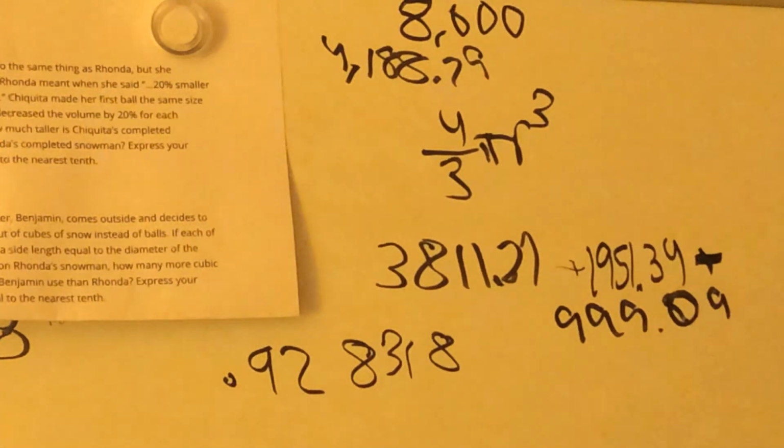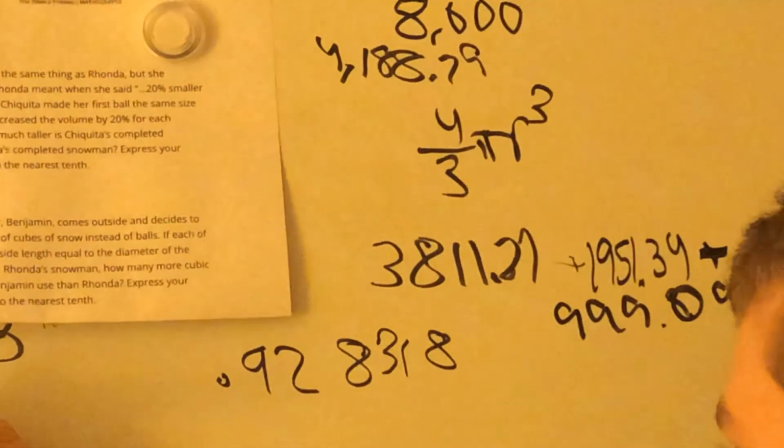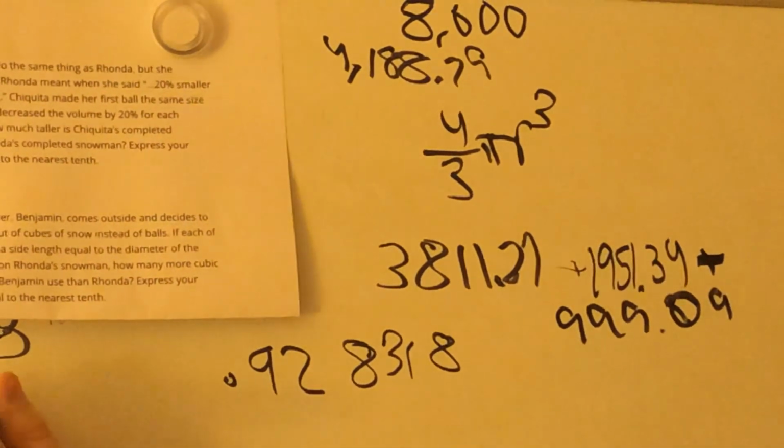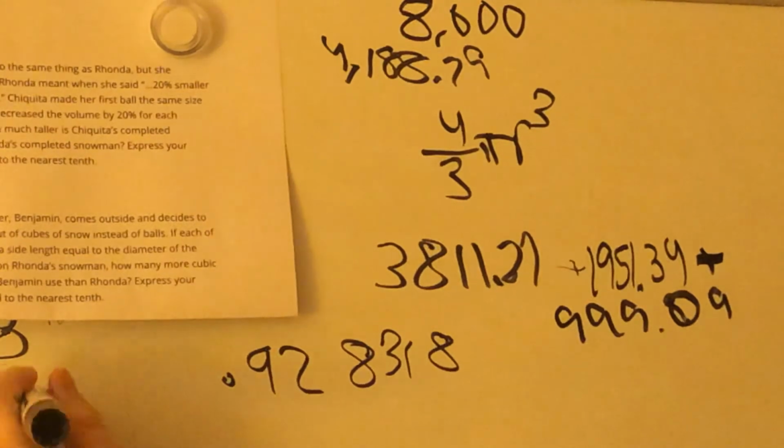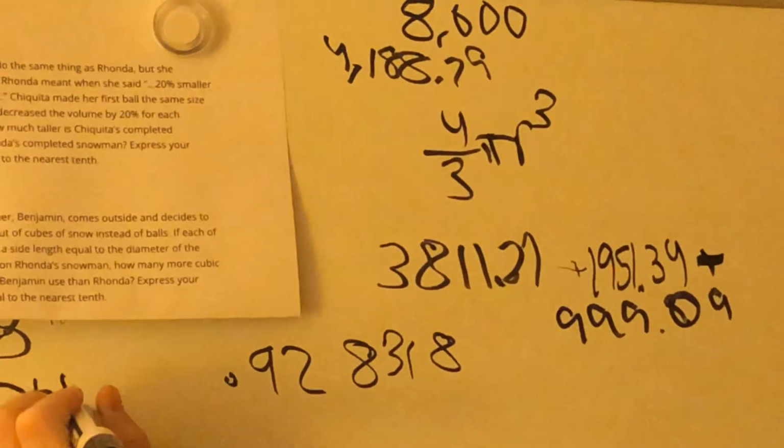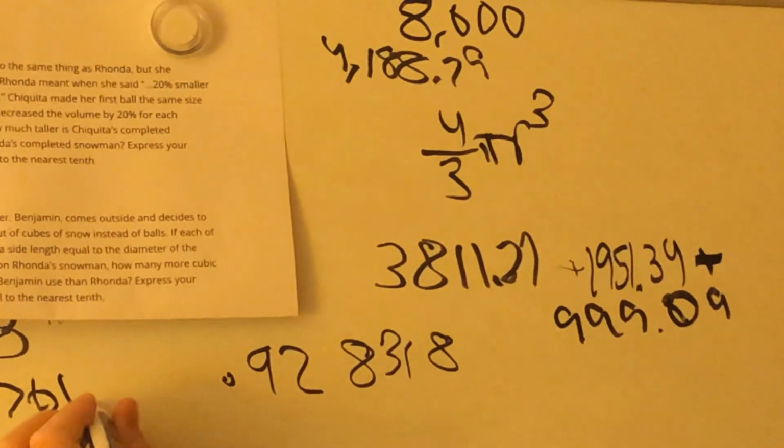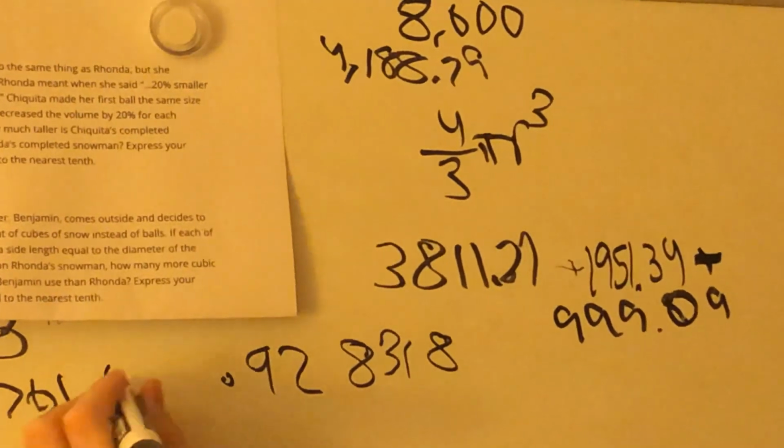So add all of these together and we will get the total difference in cubic inches of the snow that they used. So drum roll please, everybody punch this into your calculators. 51.34 is on to the nearest tenth. What I'm getting is 6761.6 to the nearest tenth.